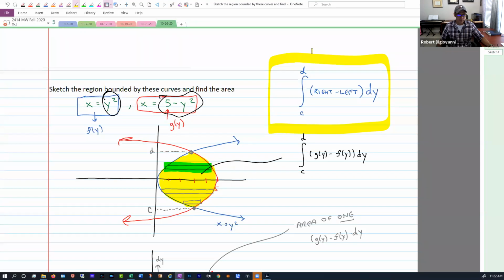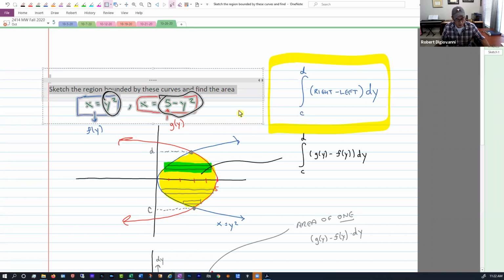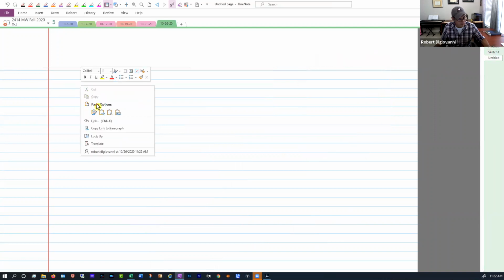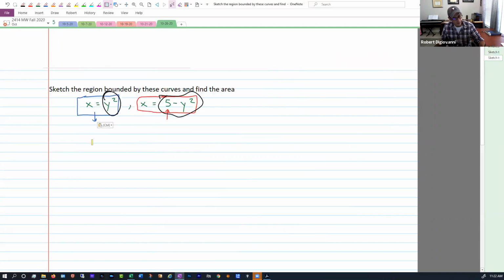Understand? All right, let's actually do this problem. We didn't actually do it, so let me take this to a new page and we'll just finish it out. Okay, I'm going to go, you know what? I think I'll just go grab that picture.